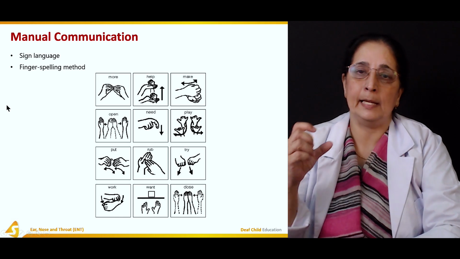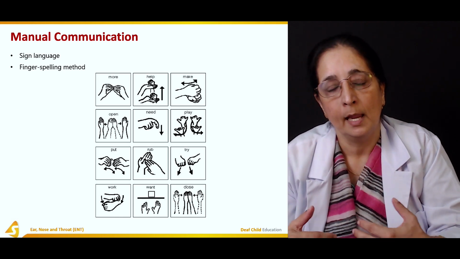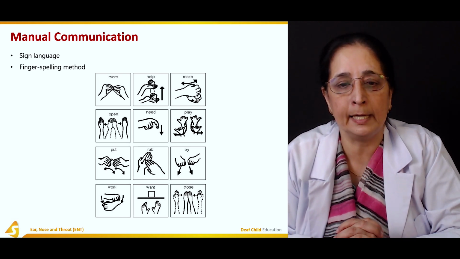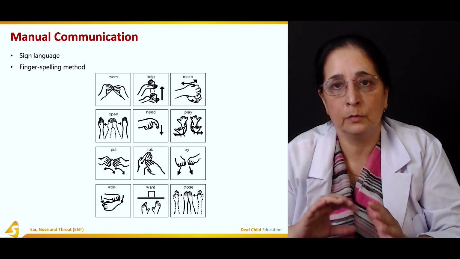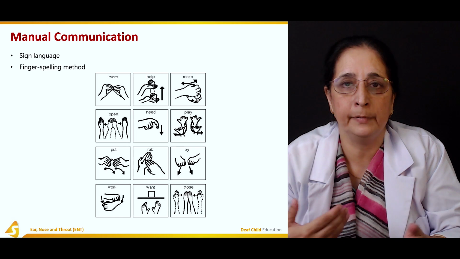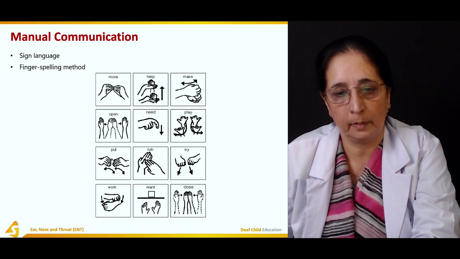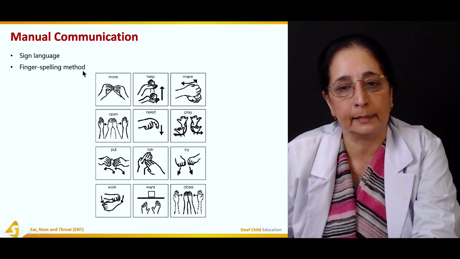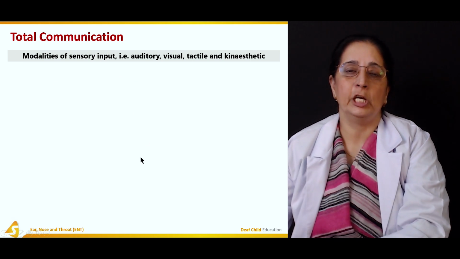Then the finger spelling method is also a very, very commonly used method. As with sign language, in the finger spelling method, like C, O, W, that's how they make up the word, and they learn how to communicate. So that is the finger spelling method. Then there is also total communication.